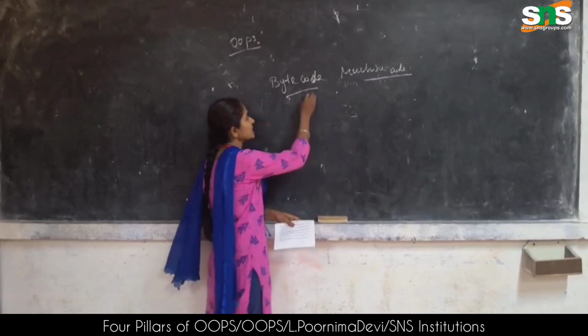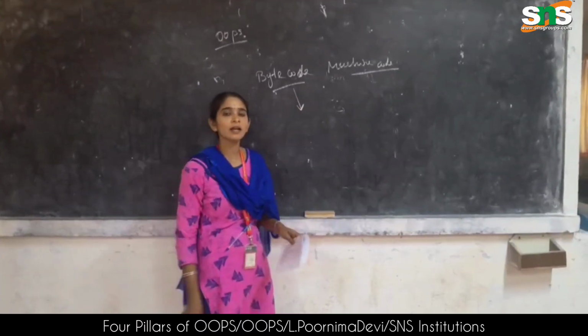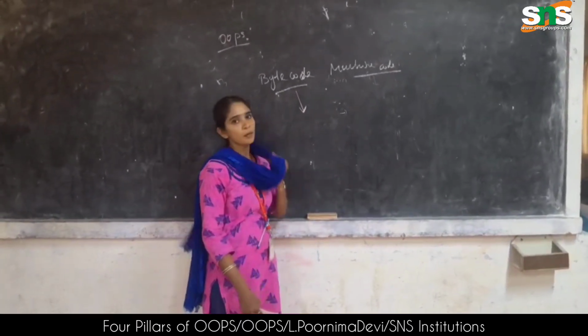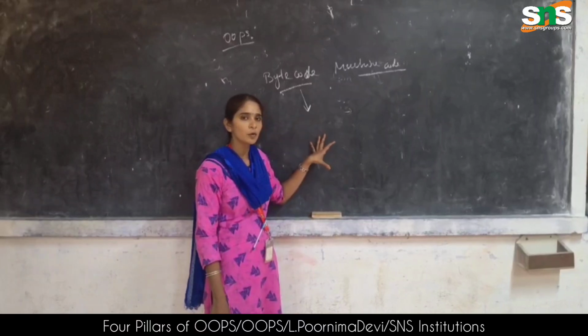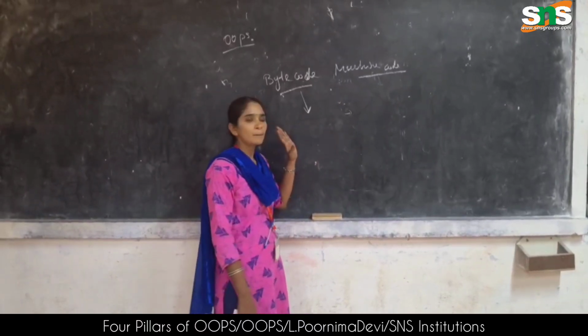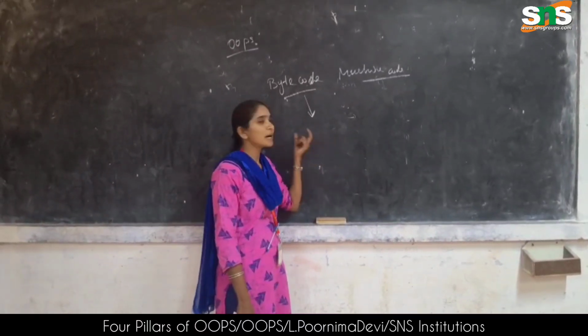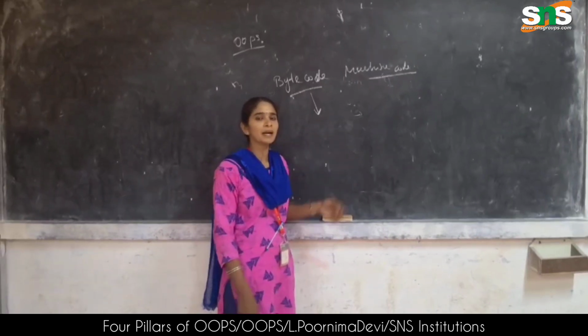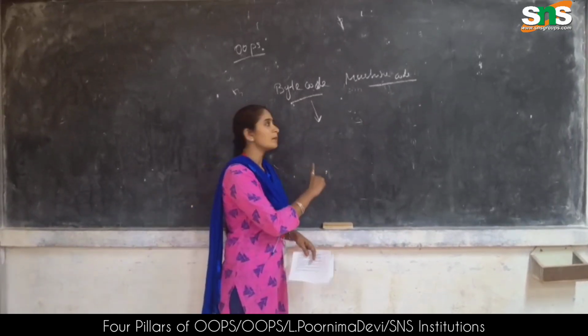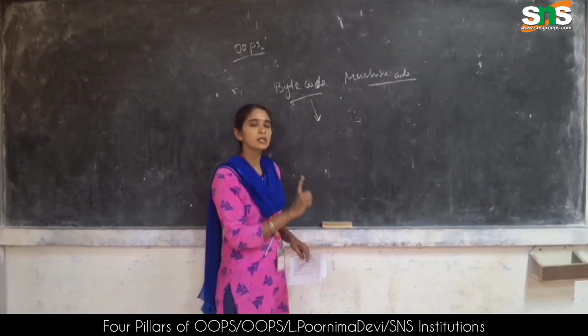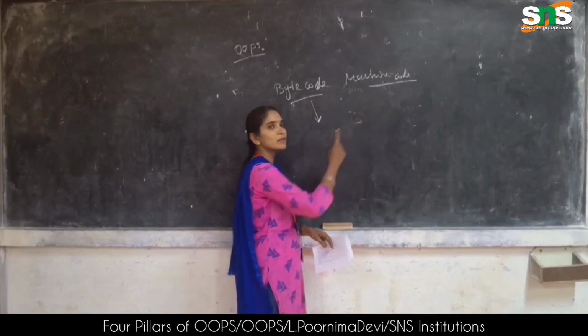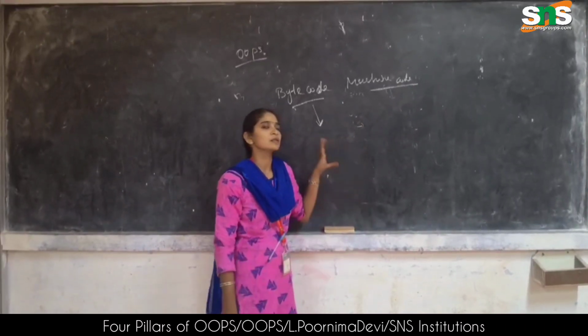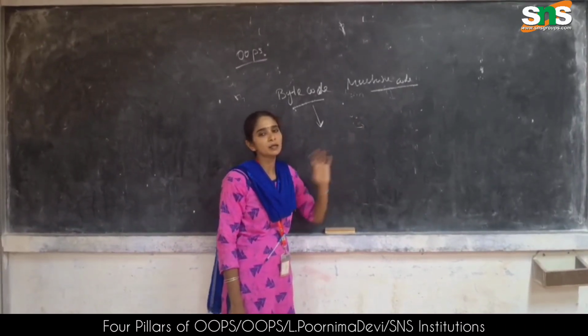So bytecode is the intermediate level when you compile your program. Once you write the program and complete it, you compile that program. During compilation, your program will be converted into bytecode. After running, it will be converted into machine code. This is the difference between bytecode and machine code.